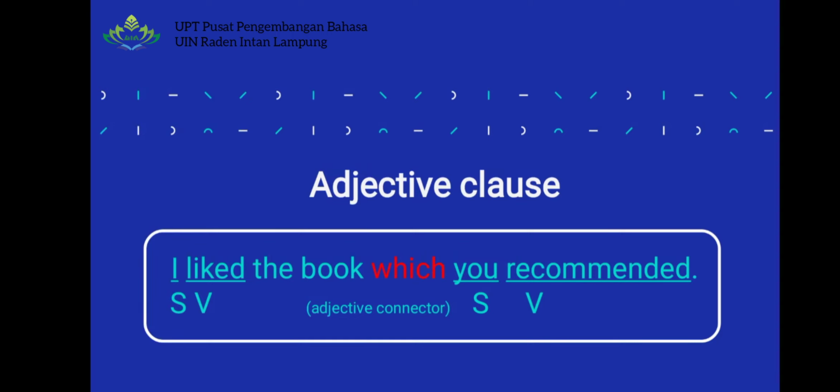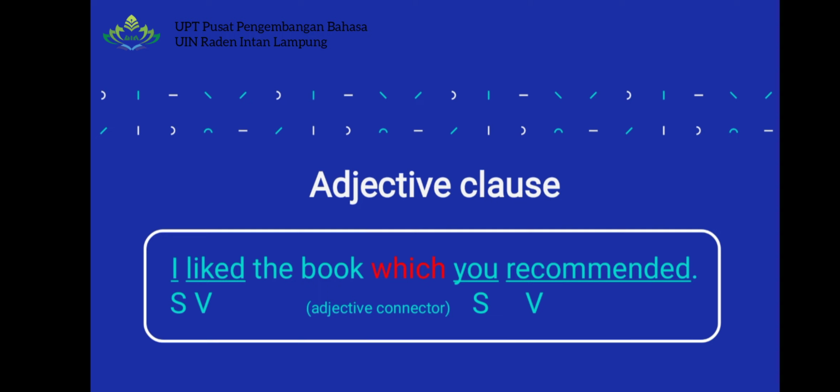In the sentence, you can see it contains two clauses. The first clause is I like the book. In this clause, we can see that it already has the subject, which is I, and the verb of the subject is like. Seperti yang sudah dijelaskan sebelumnya, akan ada satu noun yang berdiri sebagai subjek ataupun objek yang dijelaskan oleh adjective clause.